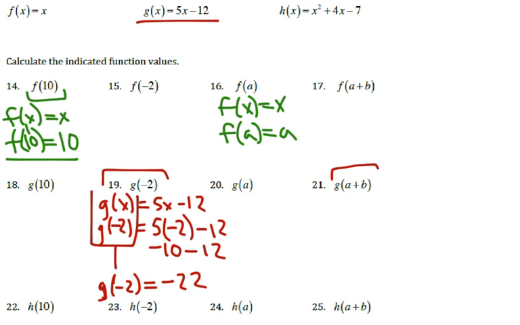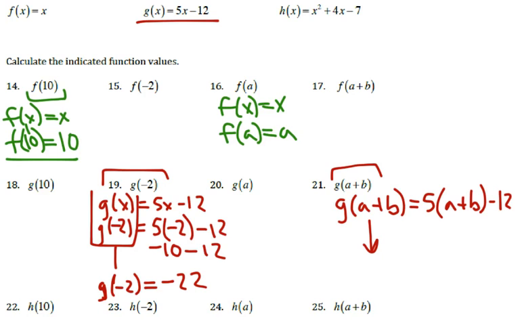Look at 21. This one's a little trickier. We have g of x, but instead of x, I'm going to put g of a plus b. So everywhere there's an x, I'm going to put an a plus b, minus 12. Now we can't add a and b, so I'm just going to distribute the 5 to get 5a plus 5b minus 12. And honestly, I can't do anything else besides that.